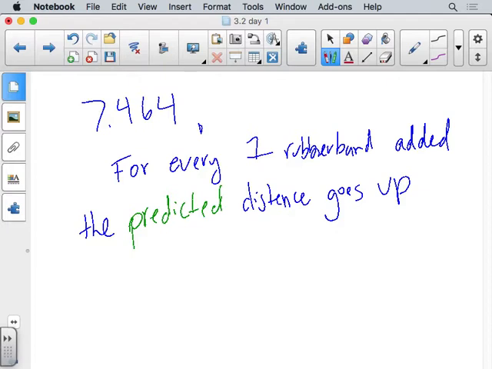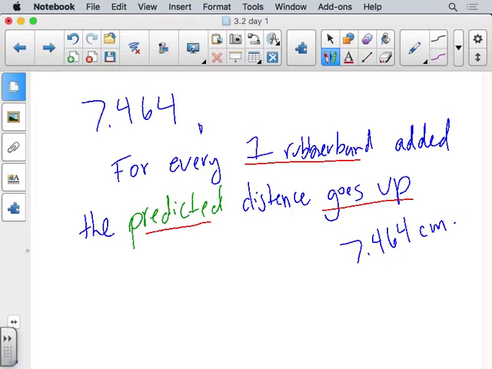It's not negative. You can't say increases, you say goes up. You could say increase. You could say the predicted distance increases. Increases, goes up. Something that's saying it's positive. Don't just say the predicted distance is 7 point whatever. So the predicted distance goes up 7.464 centimeters. So some keys here on the interpretation. For every 1x, the predicted distance, and then have something about increase or decrease. And then you put your y.